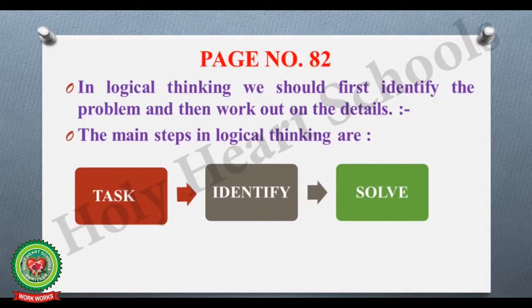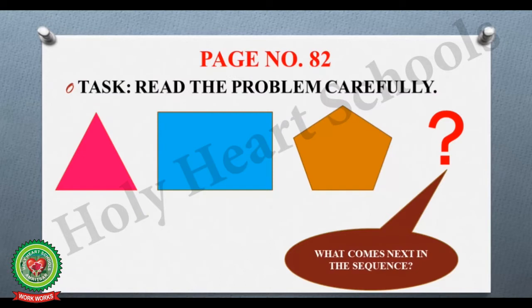Now look at your book at page number 82. Here we will learn that in logical thinking we should first identify the problem and then work out the details. Here you can see the main steps in logical thinking are task, identify and solve. Here we will see how we can solve any problem using logical reasoning.